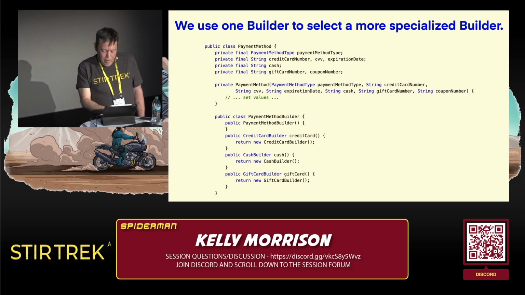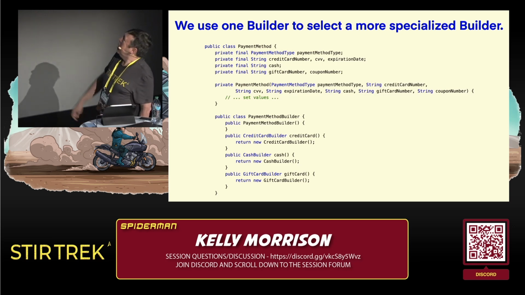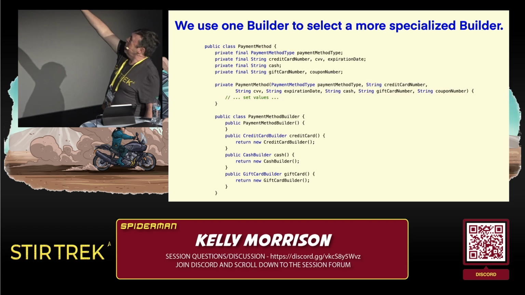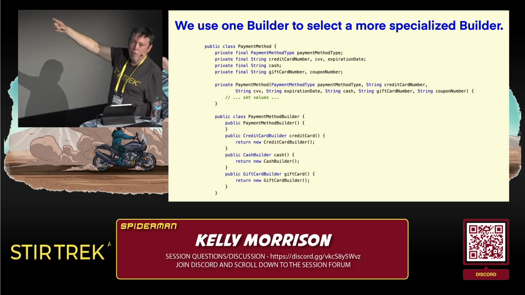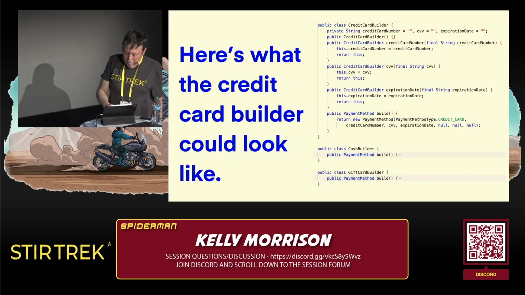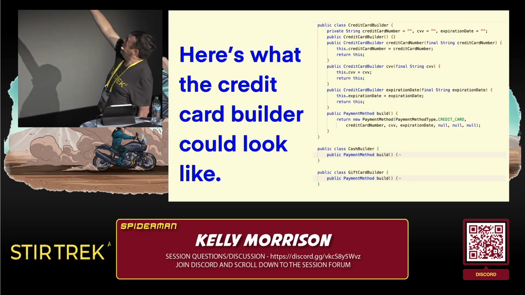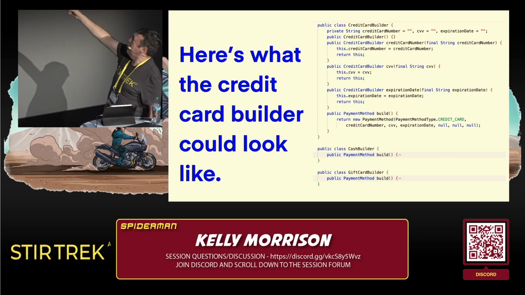Okay, here's what the code looks like for something like that. We have a payment method that has all of our stuff. There's a private class that has all the stuff for the constructor. With the builder, you can see when we hit credit card, we create a credit card builder and return it. Same thing for cash builder, same thing for gift card builder. Okay, and then for a credit card builder, it's like the ones we've already used. You have setter methods. When you finally build something, you create a payment method and return it. You do the same thing for cash builder and gift card builder.